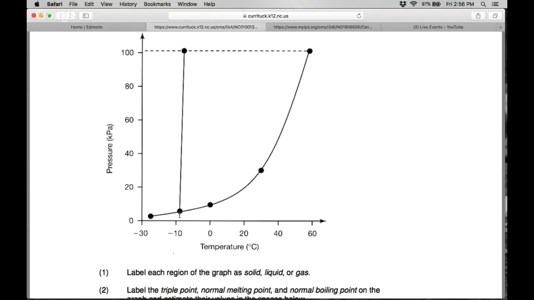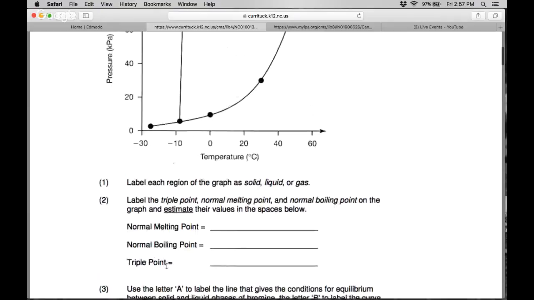So literally, if you had a cup and you put bromine in it, and you've made it be about negative 9 degrees Celsius and about, I would say, maybe 5 kilopascals, if it's at that temperature and that pressure, it would literally be boiling, freezing, condensing, solidifying. It would be doing every single phase change at the same time. So it's pretty cool. All right, so that's this one, the triple point.